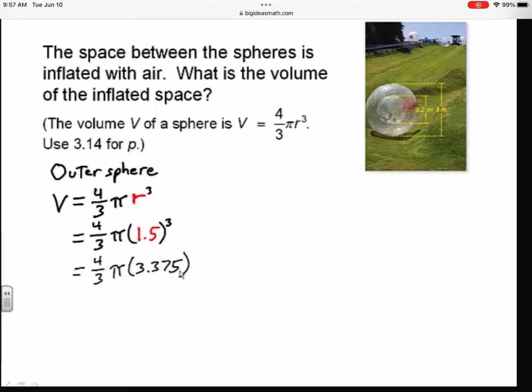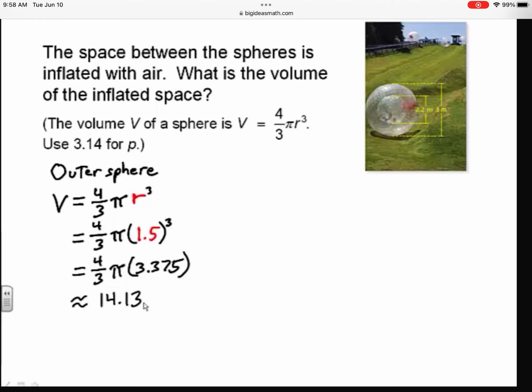Now we're left with an expression that only has division and multiplication, so we can multiply and divide from left to right. We'll substitute 3 14/100 for pi, so our answer will be approximate. And using a calculator, we can find 4 divided by 3 times 3 14/100 times 3 375 thousandths, and the answer is 14 13/100. Now, because we're finding the volume, we should put the units here.